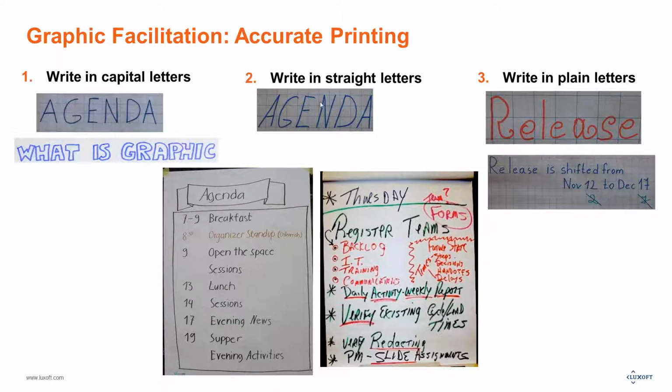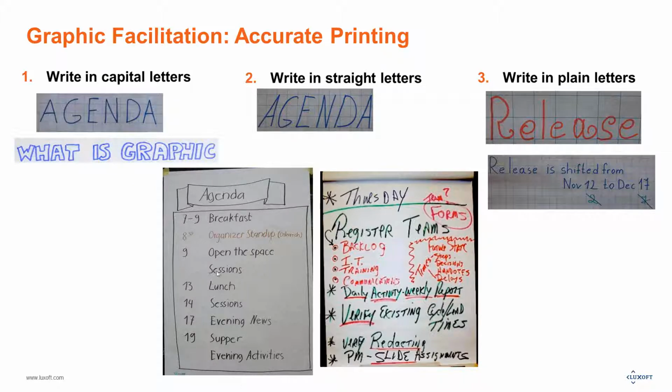Try not to align letters at an angle. Try to make them straight. Straight letters are usually easy to read, like in this first image of the agenda, not in the second. Also, write in plain letters. There should be no curves, so don't do curves in letters or in numbers, because it is difficult to see what is written.